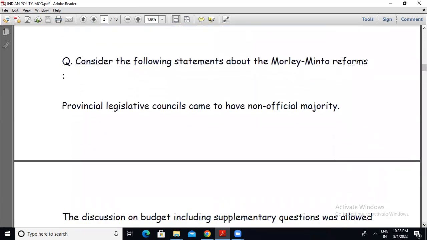Now let's come to the next question. Consider the following statements about the Morley Minto reforms. Look, we have covered the Regulating Act of 1773, then the 1833 Charter Act. Now come to the Morley Minto reforms. We need to consider the following statements. First, provincial legislative councils came to have a non-official majority.